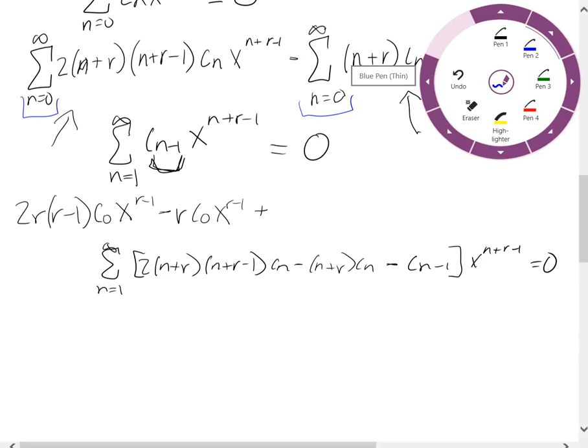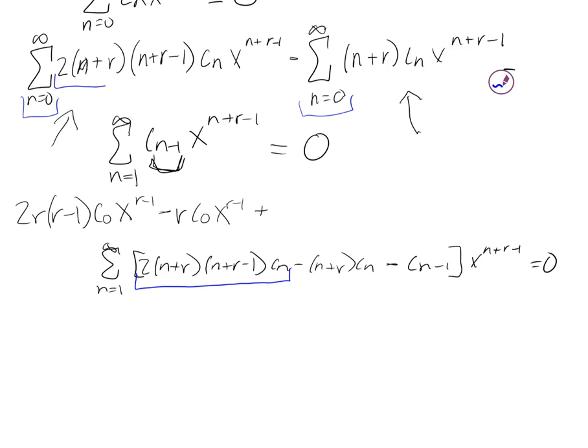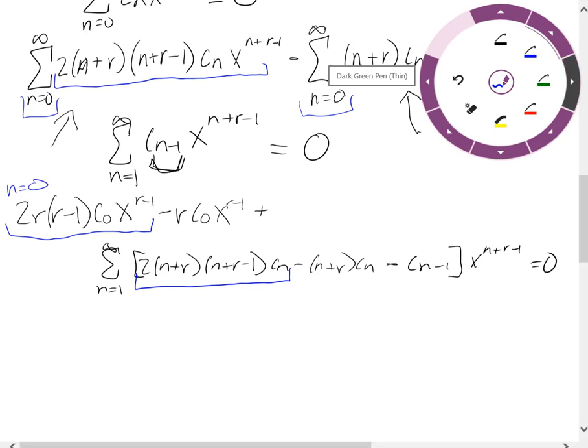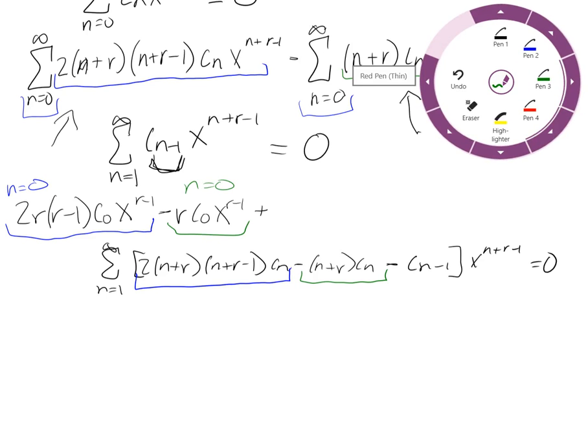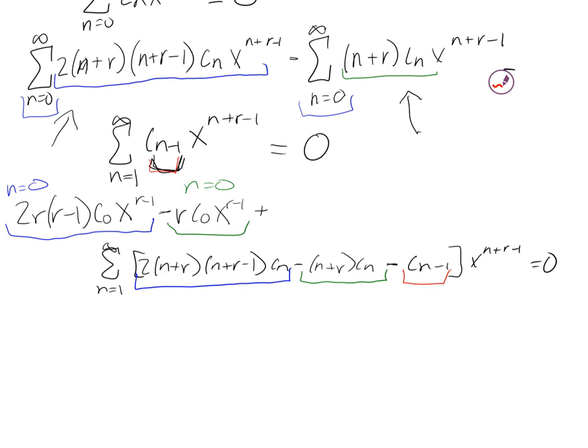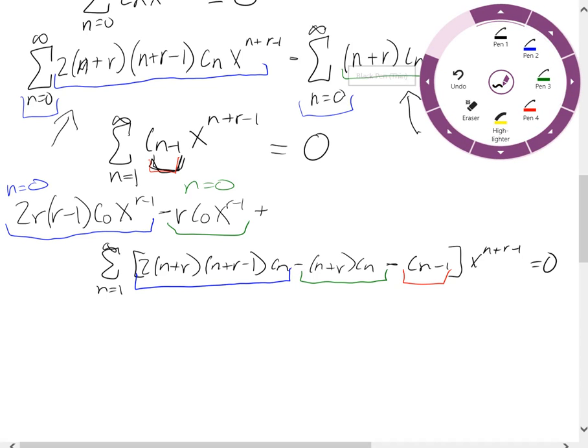So this right here goes with this. And it also goes with this. That's just at n equals 0. And then this goes with this. And this is n equals 0. And this goes with this. And that just stays the same.